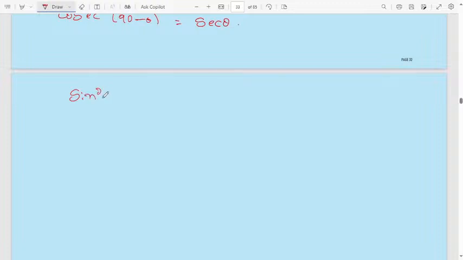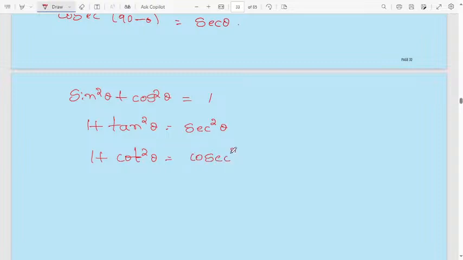Next set of formulas: sin square theta plus cos square theta, its value is 1. Always we will use these formulas. 1 plus tan square theta is equal to secant square theta. Then 1 plus cot square theta is cosecant square theta. Remember, these are the formulas based on trigonometry.